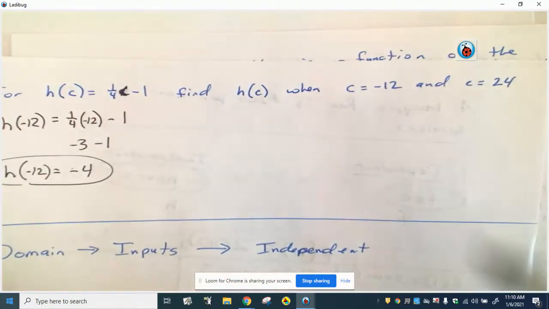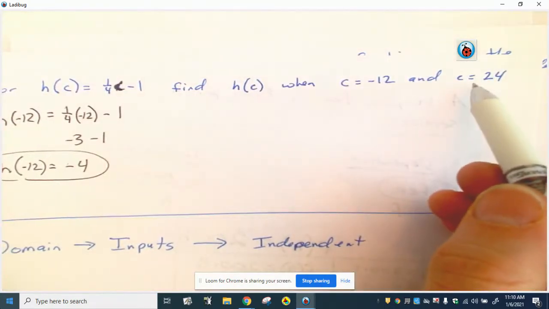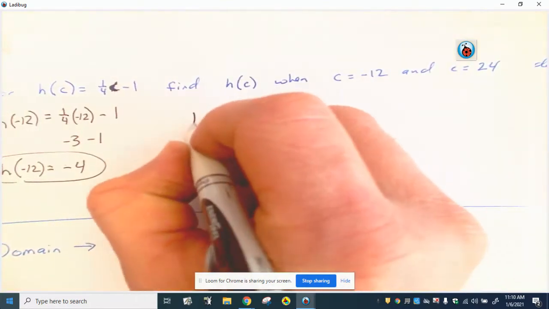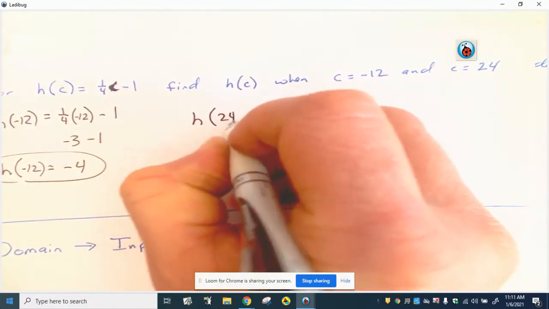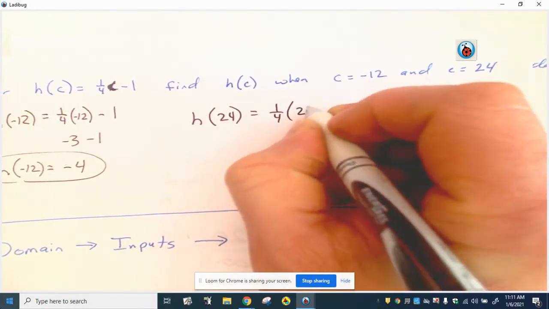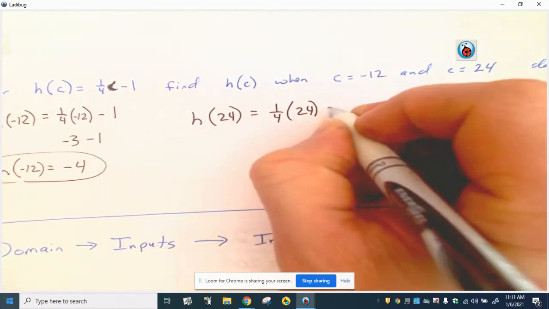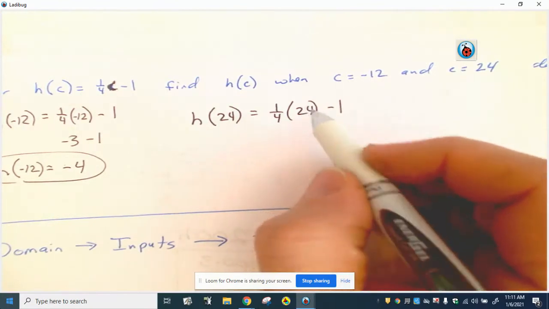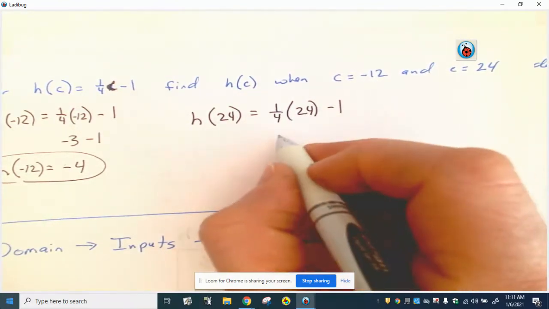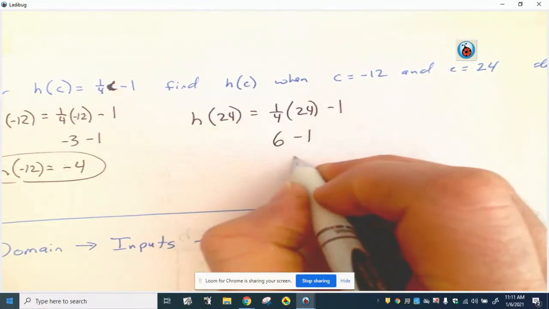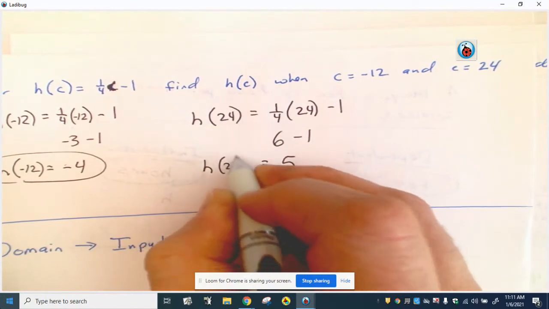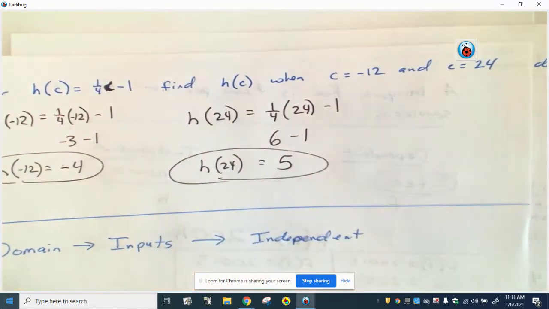And then if I want to do the same thing, find it when c is equal to 24, well, we're basically finding h of 24. And again, we just rewrite the equation, but we replace the c with a 24. 24 times 1 is 24. 24 divided by 4 is 6. Minus 1 is 5. So h of 24 is equal to 5.